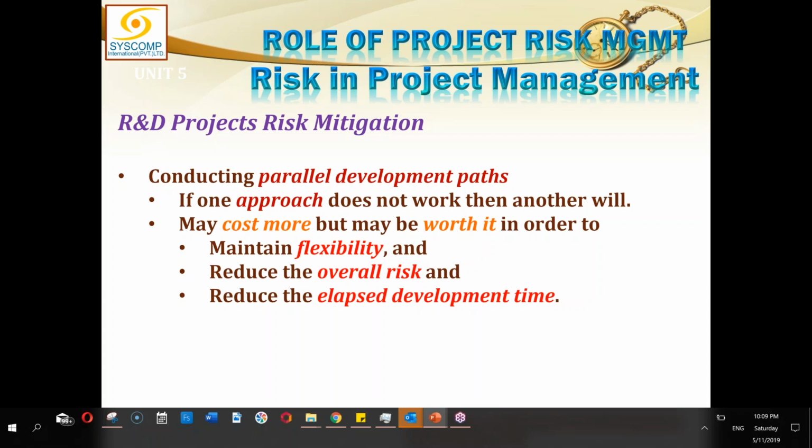So if three out of the four paths fail, that much investment will save that much time. And the fourth path, which we have continued working and which ultimately resulted in success, will take, say, 7, 8, or 10 years, and the rest of the repetition which I had to go through after the failure of the other paths will not be needed. So I will be saving a lot of time in that. So if one approach does not work, then another will. It may cost more, of course, but may be worth it in order to maintain flexibility, reduce the overall risk, and reduce the elapsed development time.